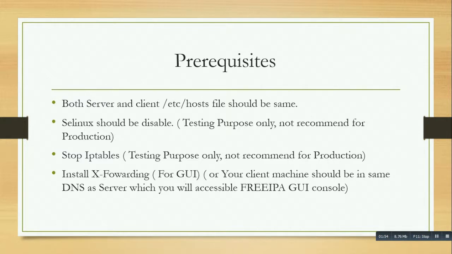Your client machine should be in the same DNS as the server, so you can access your FreeIPA GUI console. Okay, what is the use of this? First I would tell you how to enable X forwarding. I will not explain this in this video because I already created a separate video for it, so you have to go through that. You can go through my channel and you will find it.